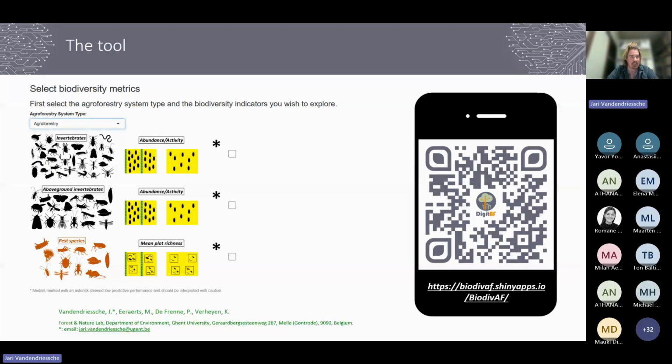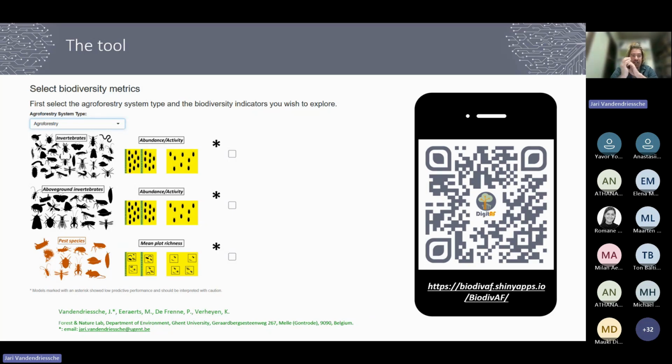If you proceed, then you can select the agroforestry system you want to simulate. In this case, I chose agroforestry in broad view, but you can also select silvo-arable systems. In future, the aim is also to integrate silvopastoral systems. And then you can select the different models we have in store for now. In this case, we have a model for invertebrates in general, and then the abundance and activity, so really the quantity of the animals that are present in a field.